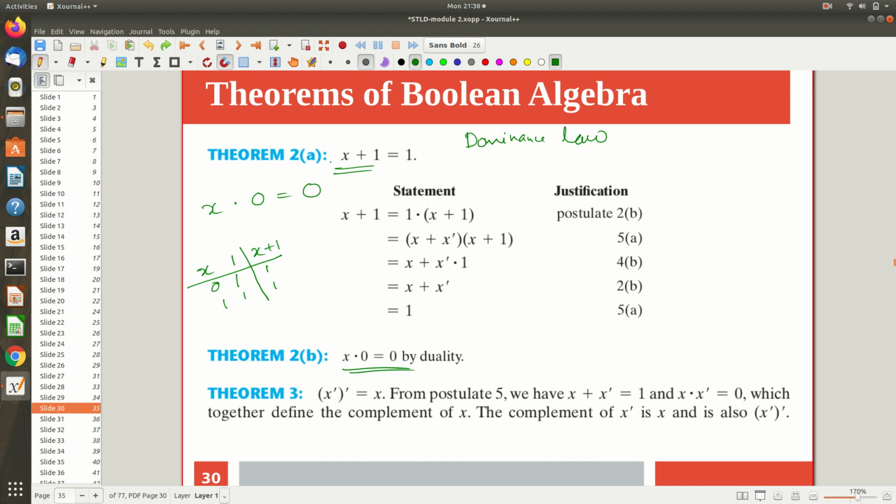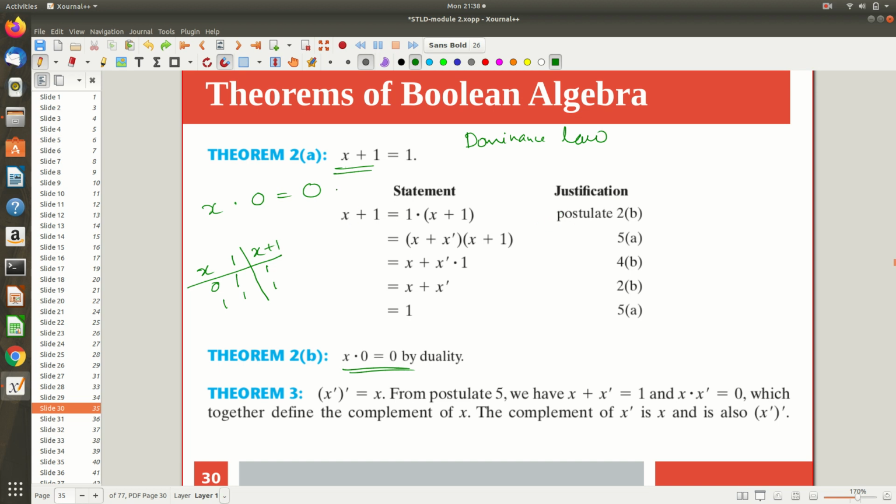Now let's see how we can prove it using a mathematical argument. You have to focus more on this, because the truth table is a very straightforward approach. In the exam, if they ask you to state and prove the dominance law, or state and prove the following law, like x plus 1 equal to 1, you have to give the proof in this way, okay? That is what is expected by default.